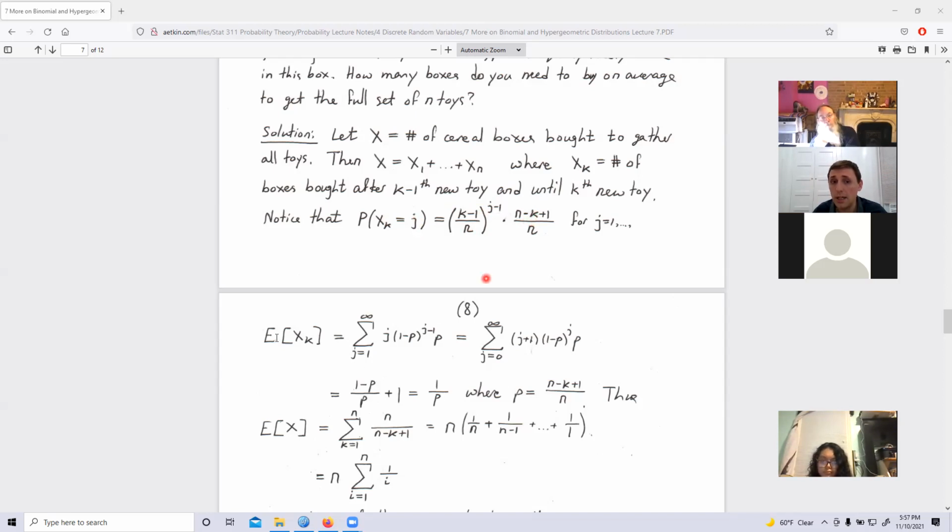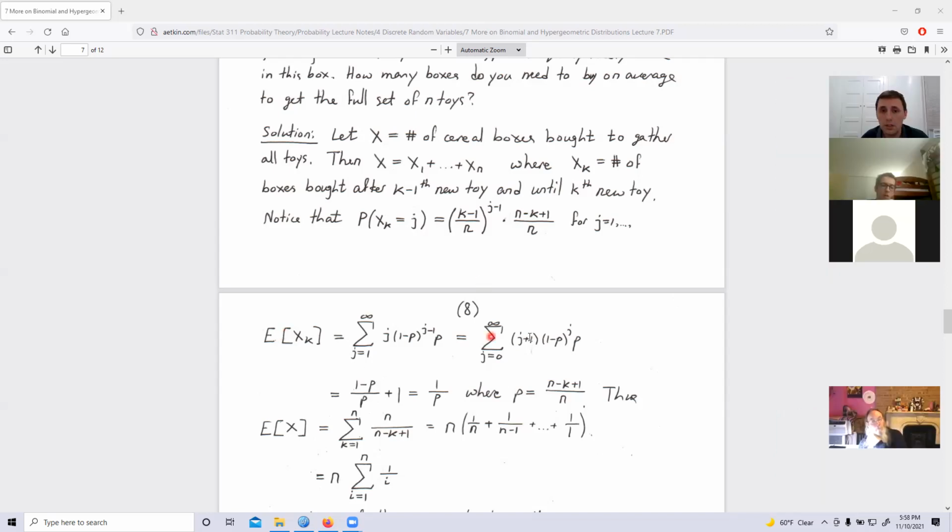Yes? Because it's not exactly a geometric, I made it slightly different. It's basically geometric plus 1. Do you agree? The expected value of it could be calculated as the expected value of a geometric plus 1. But I just calculated it from scratch here, and I calculate again from scratch.